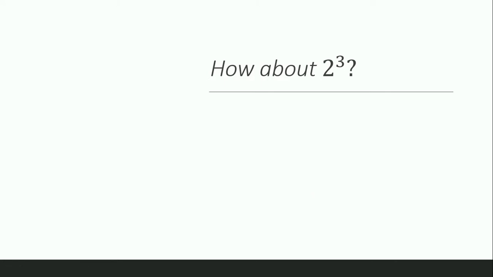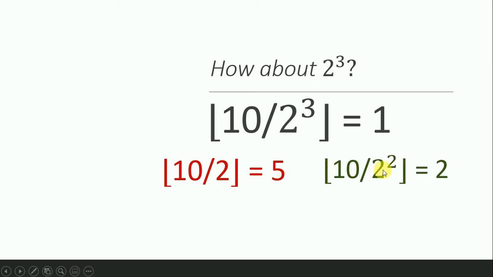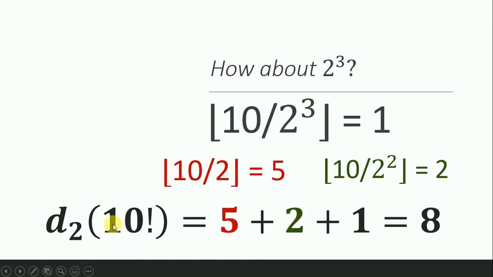How about 2 raised to the power of 3? Still applying the floor function, we have the floor of 10 over 2 cubed, which is equal to 1 point something. Applying the floor function, that is equal to 1. And recall that the floor of 10 over 2 is 5, and the floor of 10 over 2 squared is 2. So how do we write that prime factor? Applying the theorem earlier, we have d sub 2 times 10 factorial is equal to 5, which is from here, plus 2, which is from this one, plus 1. So that is 8. There are 8 factors of the prime number 2 in 10 factorial.